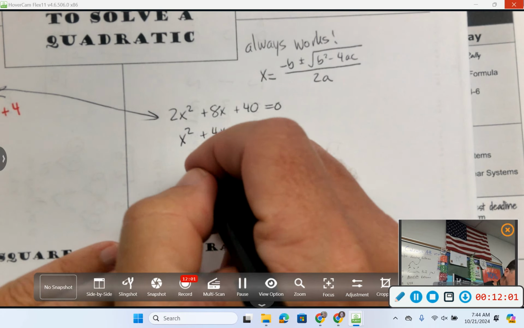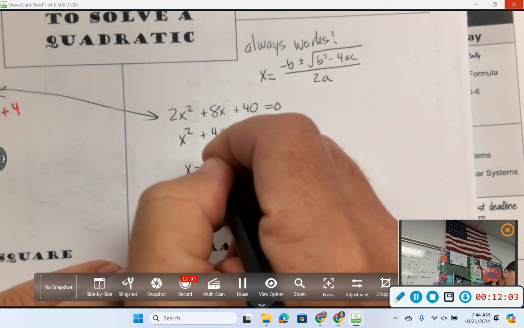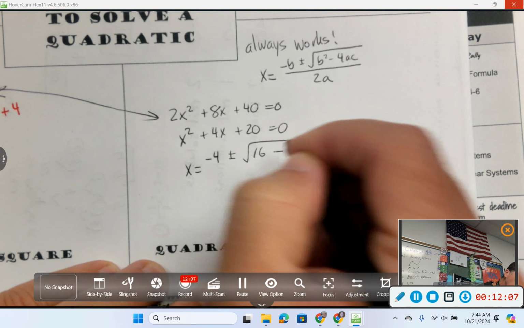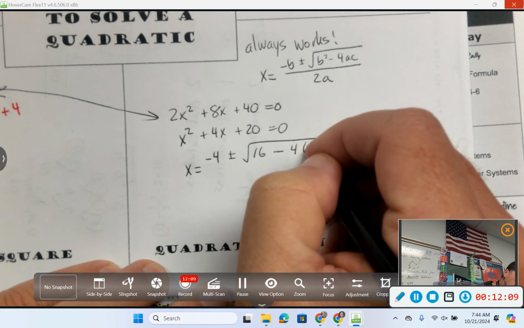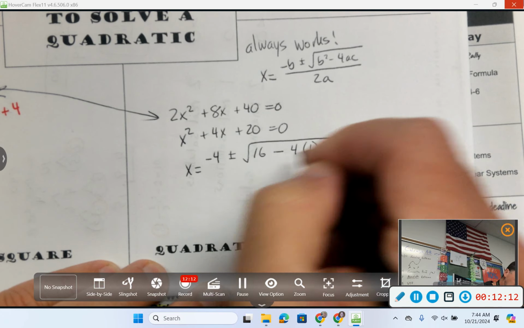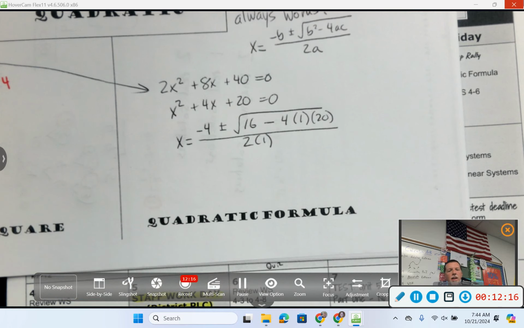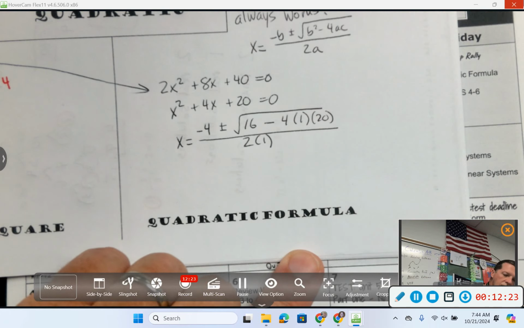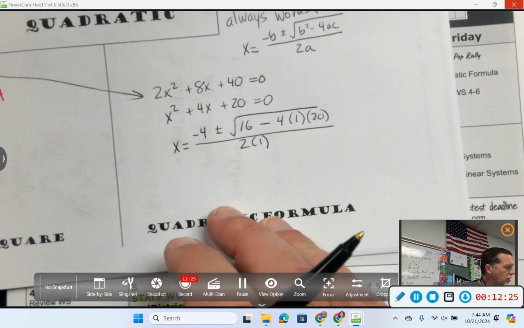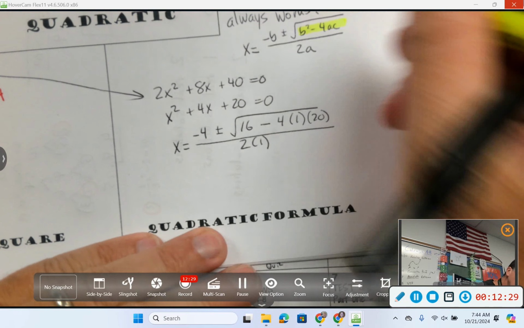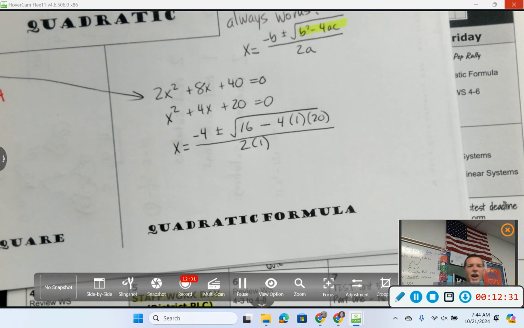So then we sing the song. X equals negative b plus or minus the square root of b squared minus 4ac all over 2a. Okay, 16 minus 80. Hey, remember what the b squared minus 4ac is called? Just a little review here. Discriminant. And what does it tell us? Yeah, the type of solutions we get.